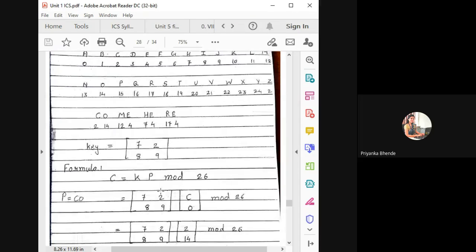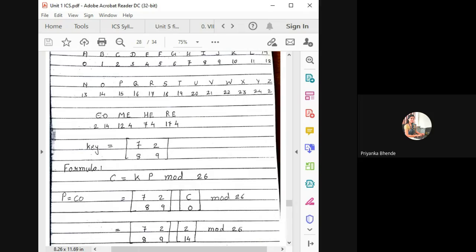The formula to solve the Hill cipher is ciphertext equals K P mod 26. C is the ciphertext, K is the key, P means plain text, and mod of 26.